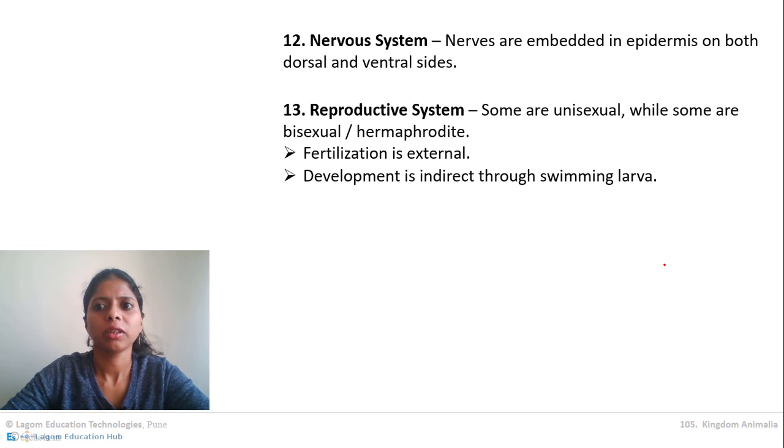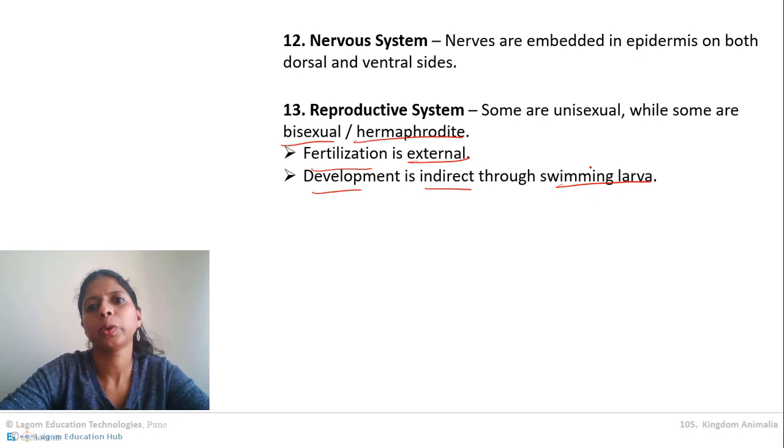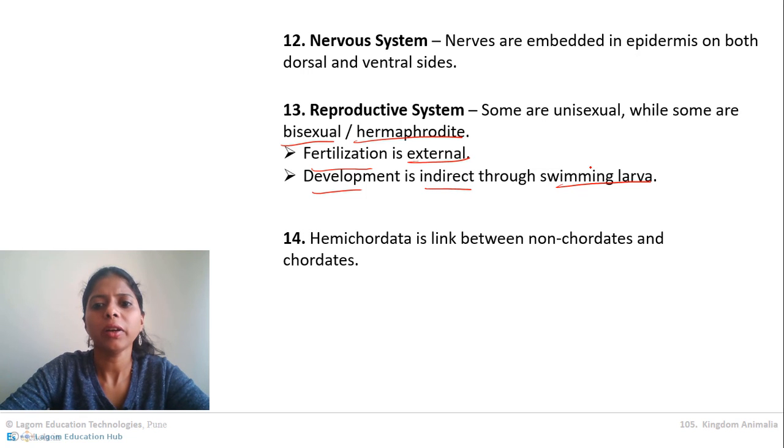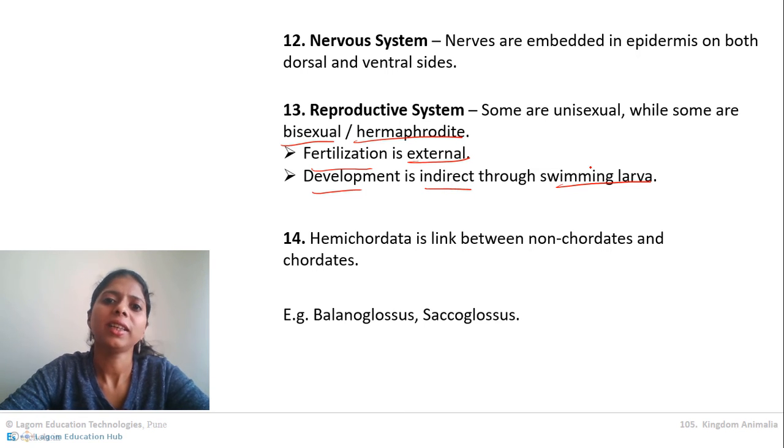Then reproduction, they are very specific about their reproduction. They are bisexual animals, both sexes are in the same animal, and fertilization is external and development is indirect. They produce larvae which can swim and settle in another part of the ocean. Understanding? So they are on the borderline of chordates and non-chordates. Balanoglossus, Rhabdopleura and Saccoglossus are the examples. So this is all about hemichordata.